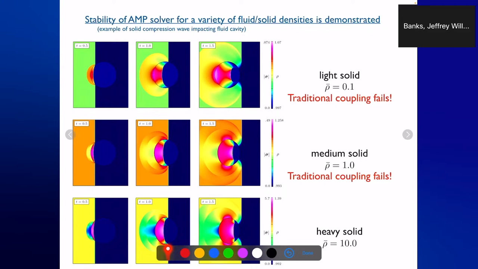And you notice that for light solids, the traditional coupling would fail, but this new scheme is nice and stable. Everything is fine. We can take a medium solid where the density of the solid is the same as the density of the gas. Again, the traditional coupling is going to fail, but this new AMP scheme works just fine. And then we've got a heavy solid case where we've taken rho bar as 10, so the solid is 10 times heavier than the fluid. Then the traditional coupling scheme is fine, but so is our scheme. Okay, so that's the basic idea.